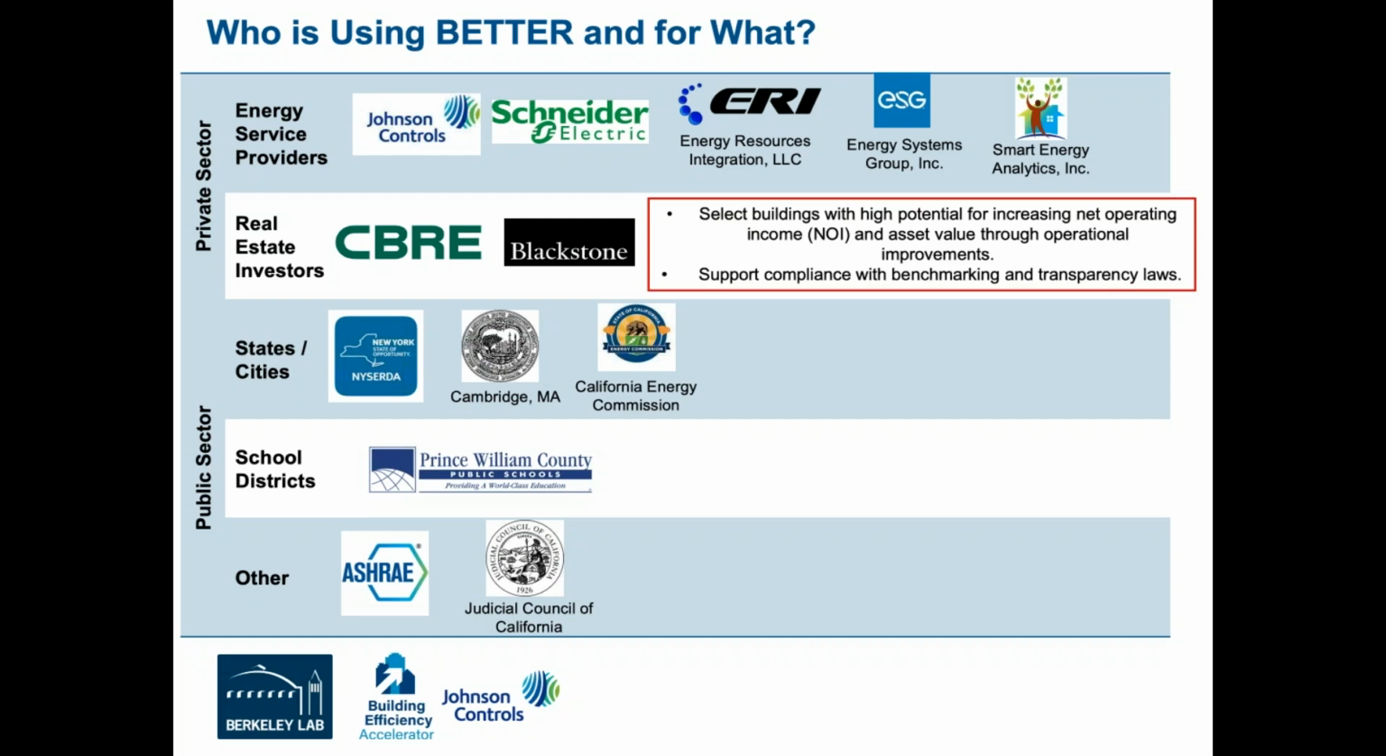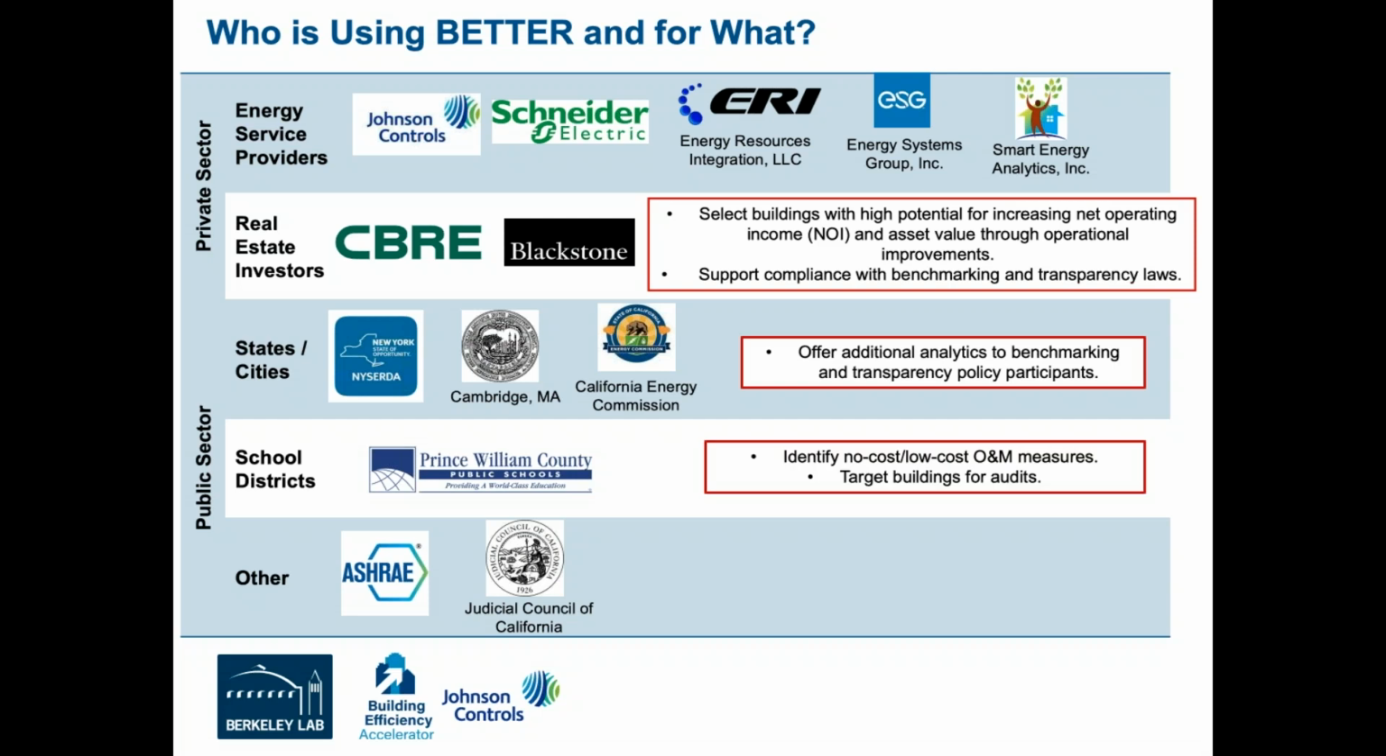So as I mentioned, these different organizations are doing different things. CBRE, Blackstone, and some of our energy service providers are working together to select buildings with high potential for increasing net operating income and asset value through operational improvements. They're also looking to support compliance with benchmarking and transparency laws that exist in the United States. States and cities are looking for ways to use Better to offer additional analytics to benchmarking and transparency policy participants.